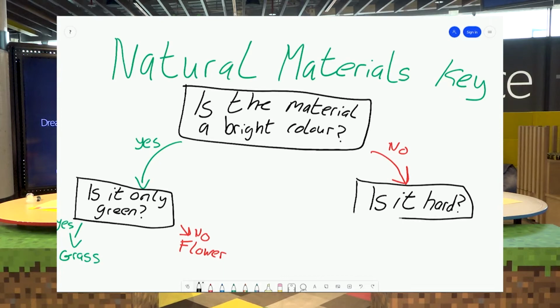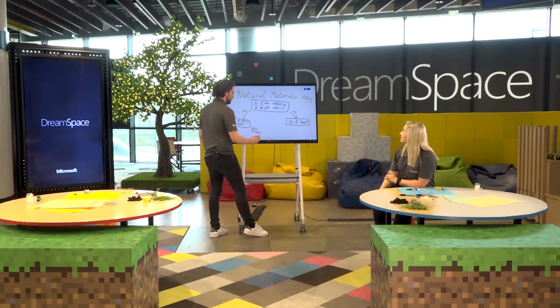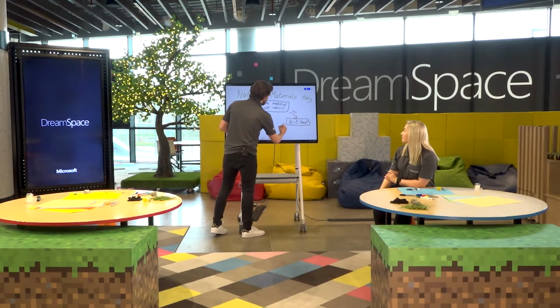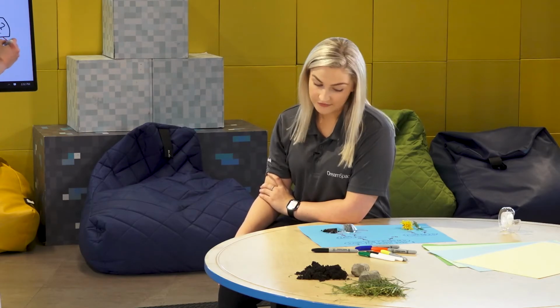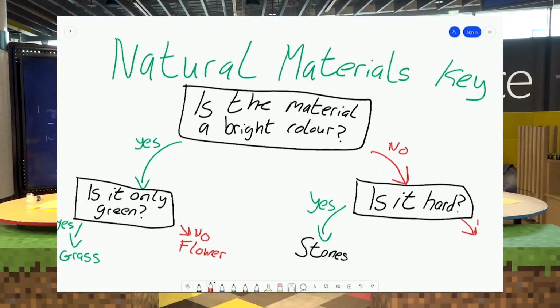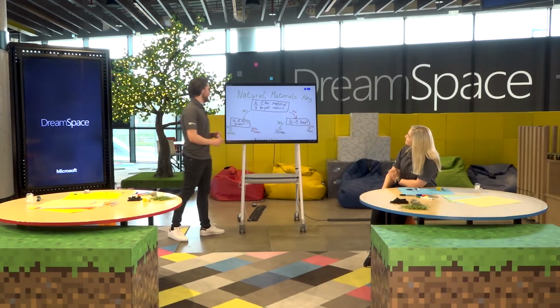Oh, this is telling the difference between the stones and the soil. Exactly. So yes, stones? Yes, and yes, of course. Yes, if it's hard, it's a stone. And otherwise, no. And if it's not hard and it's soft, the only other material we have left is our soil. Brilliant. So, soil.